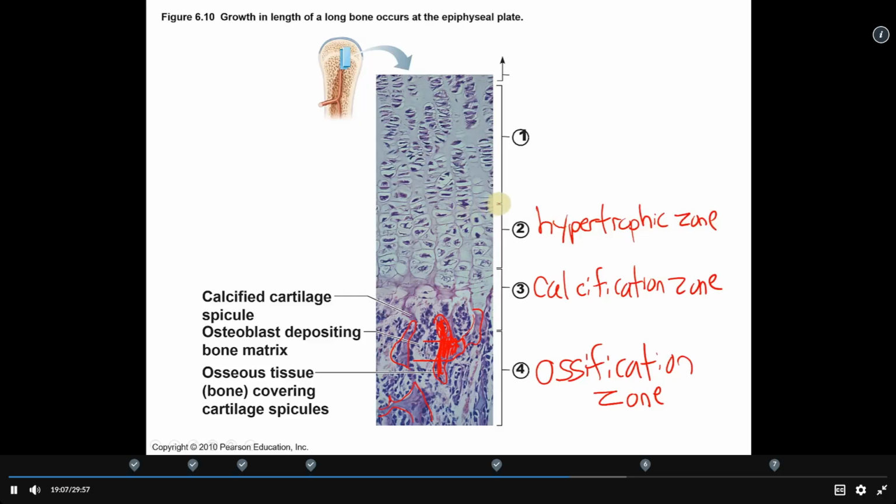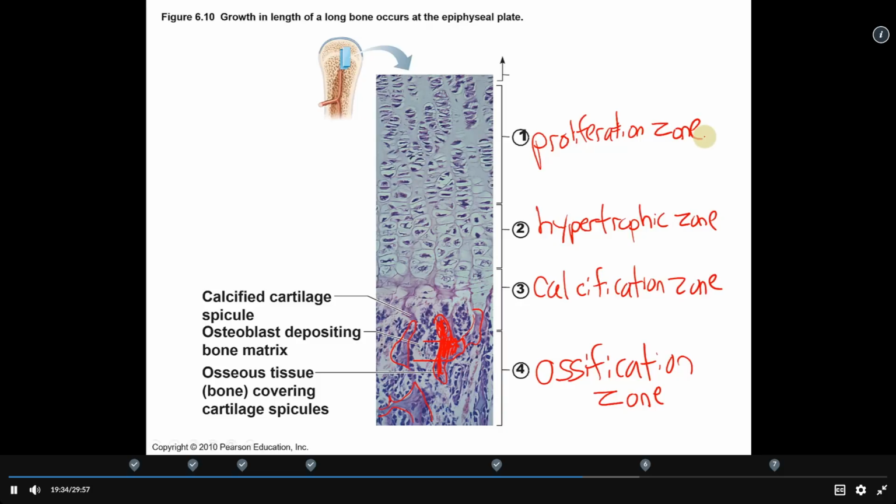Now if we move a little further away from the battle line down here, you'll notice that all the chondrocytes are kind of on top of each other like pancakes, stacked up. And that's because they are dividing as fast as they can. They are replacing the cartilage that was destroyed down here. So they call this the proliferation zone, because proliferate means to make more of.